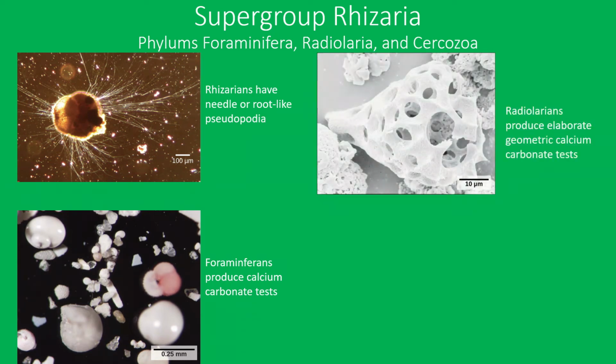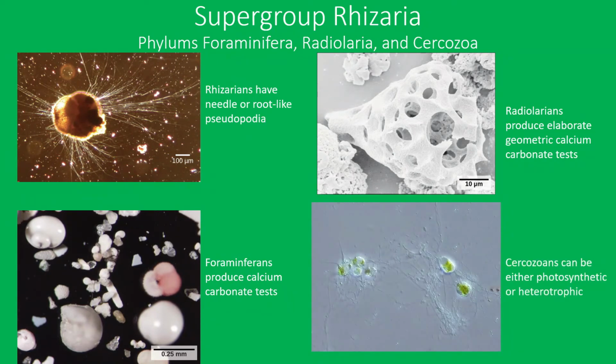Radiolarians have geometric calcium carbonate tests with silica in them. Radiolarians use the pores to allow pseudopods to capture food. Cercozoans have both naked and shelled forms and can be photosynthetic or heterotrophic. Some members use their needle-like pseudopodia to penetrate and suck nutrients out of other cells.